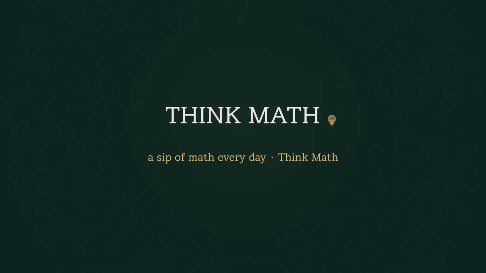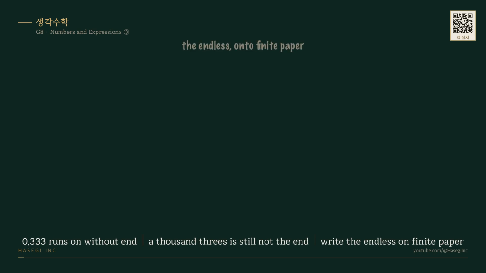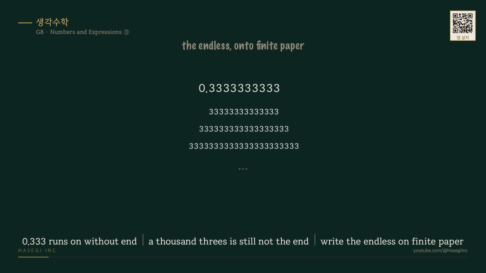Think math. A third is 0.333 running on without end. But suppose you have to write that value down. 100 threes is not the end. 1,000 threes is not the end either. We need a way to write something endless, exactly, on a finite piece of paper.